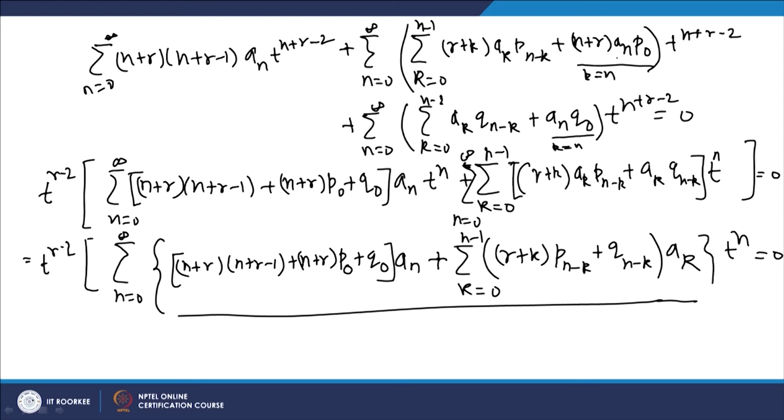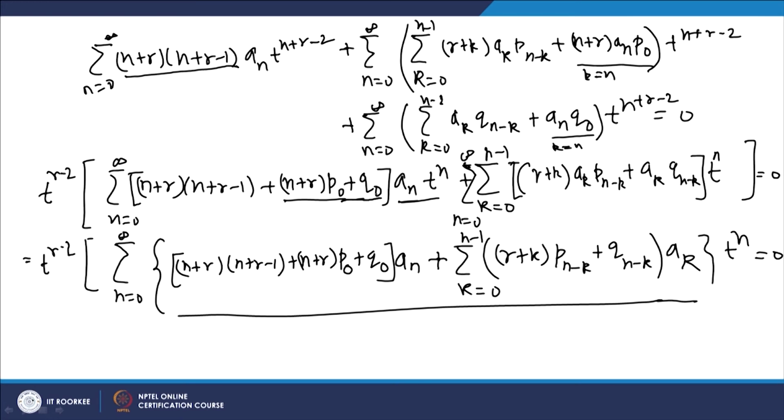The idea is to collect the term a n on one side and the terms from a naught to a n minus 1 on the other side. So if we simplify, then we are writing t to the power r minus 2 into n equal to 0 to infinity. Now collect the coefficient of a n t to the power n. If you look, here we have n plus r minus 1, and here we have n plus r p naught. So that is what I am writing here, and here we have q naught.